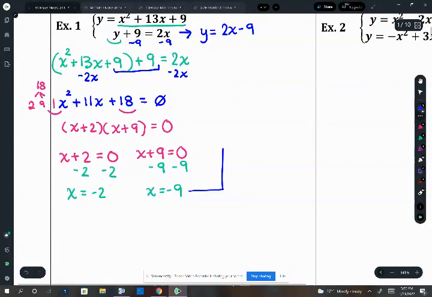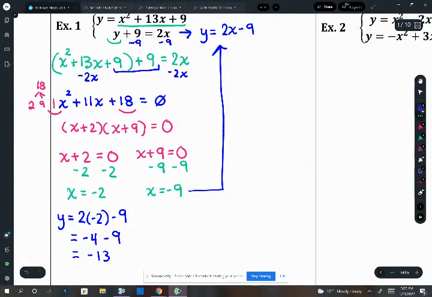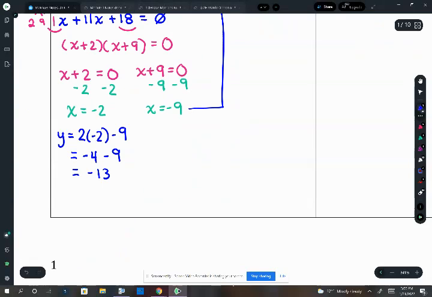So that when I take these values and plug them back in, it's going to be a little bit easier. So my y value is going to be y is equal to 2. And instead of writing in x, I'm going to put in -2 minus 9, which is going to give me -4 minus 9, which is negative 13. And so what that does is it gives me that my first solution is the point -2, -13. And I'm going to take -9 and plug it in as well. So I'm going to go y is equal to 2 times -9 minus 9. So this is -18 minus 9.